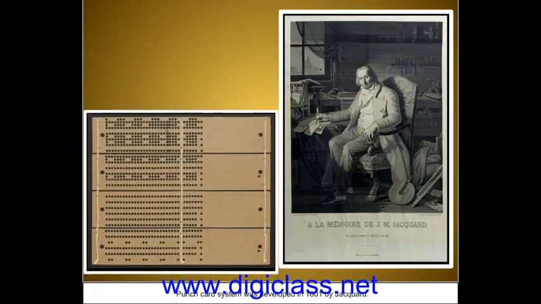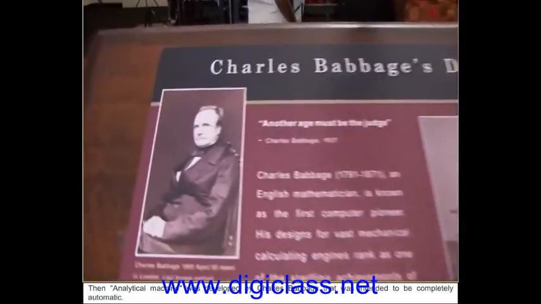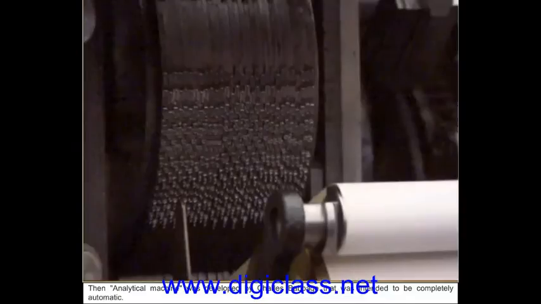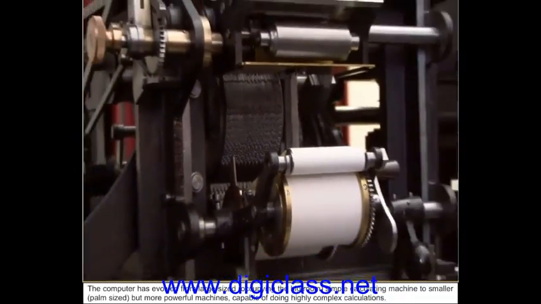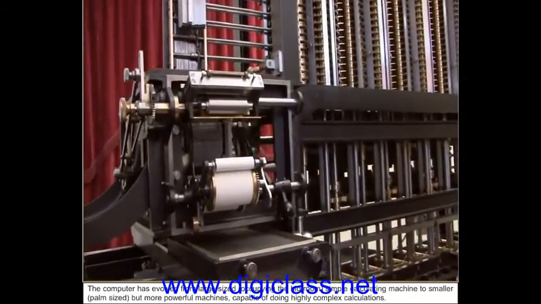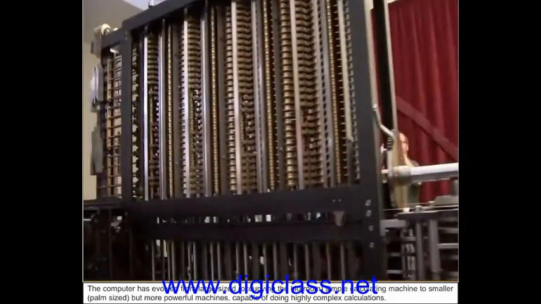Punch card system was developed in 1801 by Govt. Then, analytical machine was developed by Charles Babbage that was intended to be completely automatic. The computer has evolved from large-sized, that is occupying a big room, simple calculating machines to smaller, that is palm-sized, but more powerful machines capable of doing highly complex calculations.